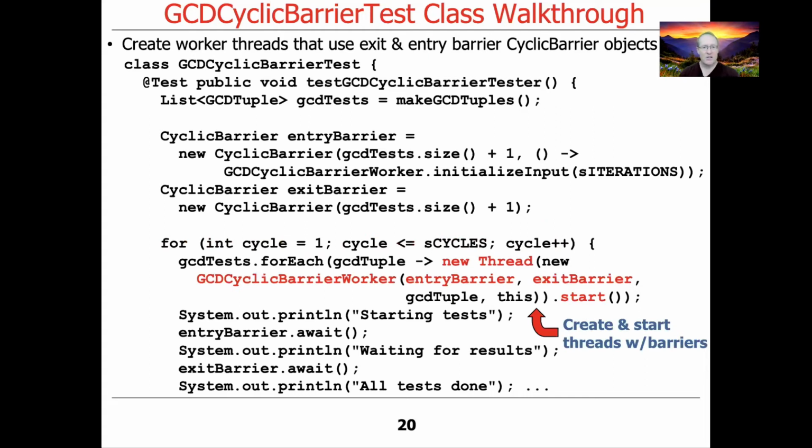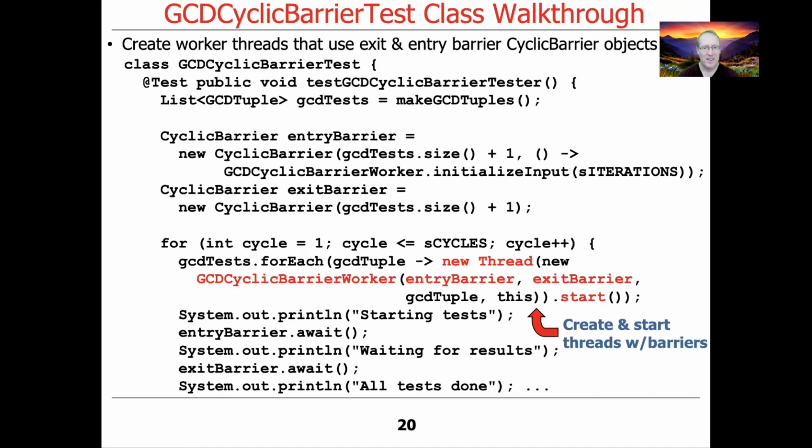What we do then is, for each of the algorithms in the GCDTests list, we go ahead and create and start a new thread. For each of those threads, we pass in the entry barrier and the exit barrier. If you were to go back and watch the video from the countdown latch discussion, it would look very similar to this. But there's a very important difference we'll talk about when we get down to another couple lines of code. What we're doing here is creating something called a GCDCyclicBarrierWorker, which will be a runnable that uses the entry and exit barriers to coordinate when the threads start and stop for the cycles.